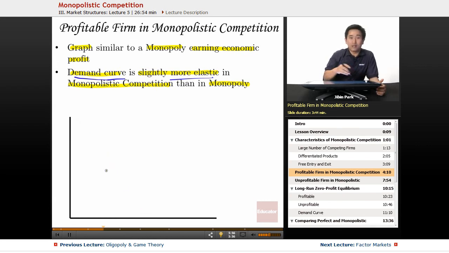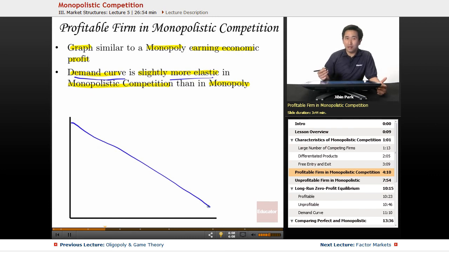AP graders are not going to ding you for having a steeper demand curve. The demand curve will be slightly more elastic. Again, hardly even noticeable, and not something that is going to make or break you on the exam. And you still draw the marginal revenue curve below the demand curve. And I still recommend you intersect the y-axis and label that MR equals 0. It's just a good force of habit to have here.